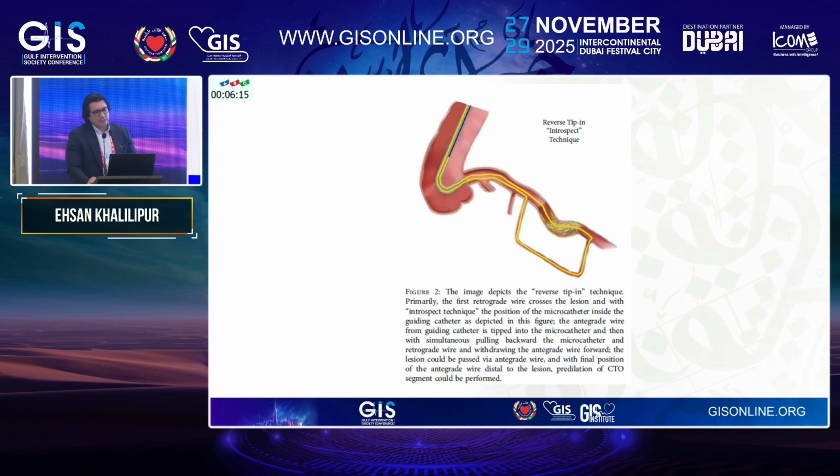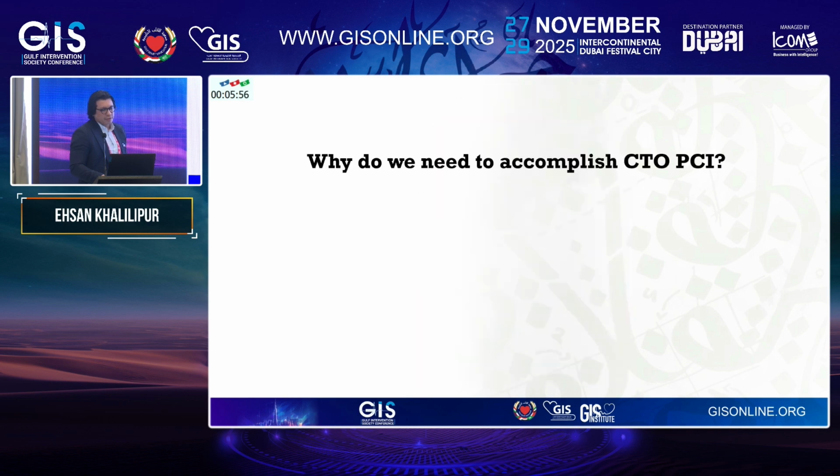And this is the whole scheme of this technique, performed with just one 6 French guiding catheter and an antegrade microcatheter, which gets back to the guiding catheter. Following that, we could perform it over the RG3 wire or the antegrade wire, using a tip-in technique.